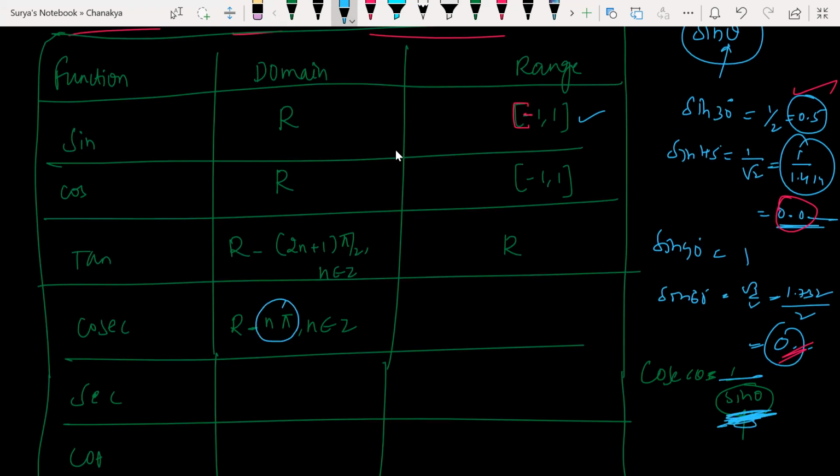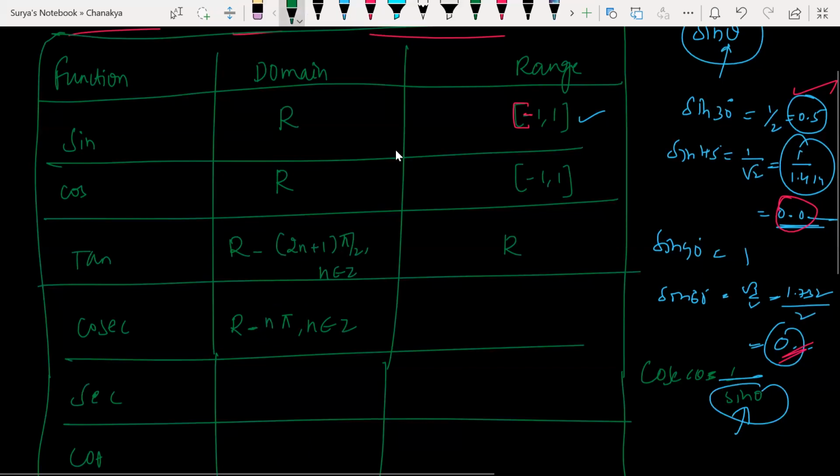N pi. Sin 1 pi is what? Sin 2 pi is what? Sin 1 pi, 2 pi, 3 pi, every pi gives me 0, isn't it? But the denominator cannot be 0, right? So except n pi, every real number is going to be the domain of cosec theta.